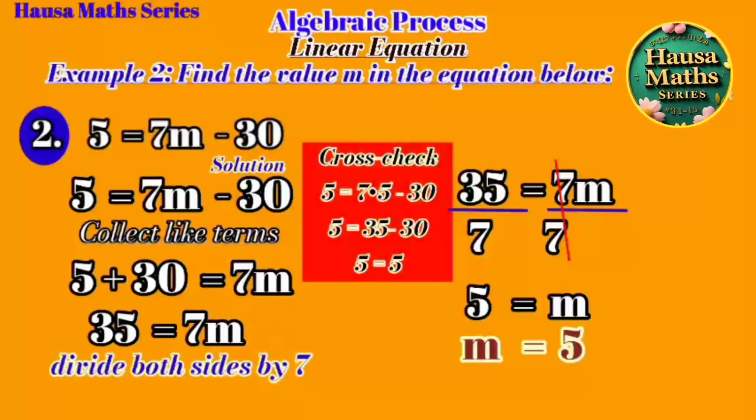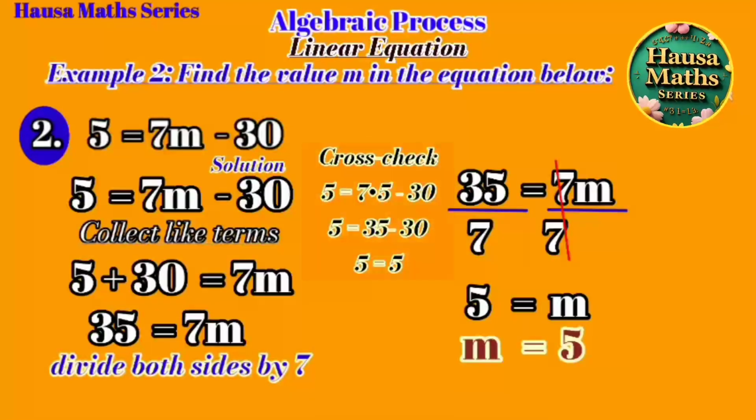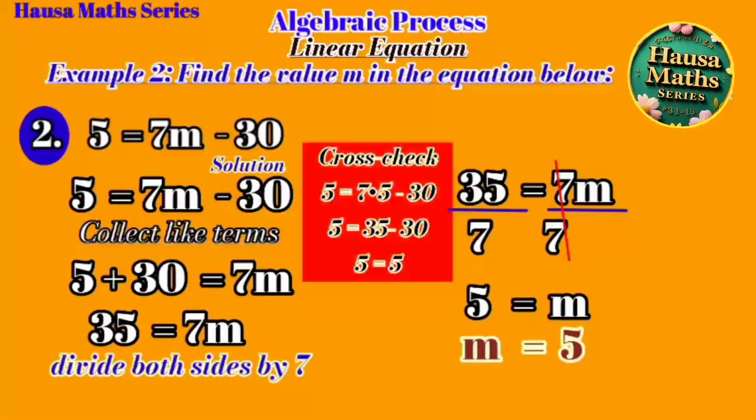Now let's cross check. If you cross check, you are going to substitute the value of m as 5. 5 is equal to 7 times m, means 7 times 5 is equal to minus 30.